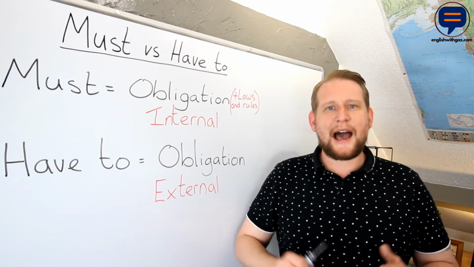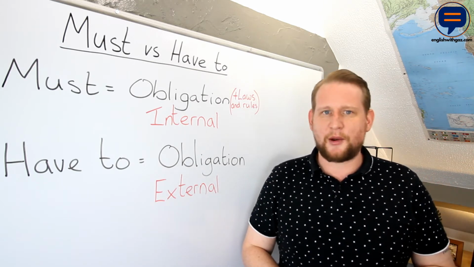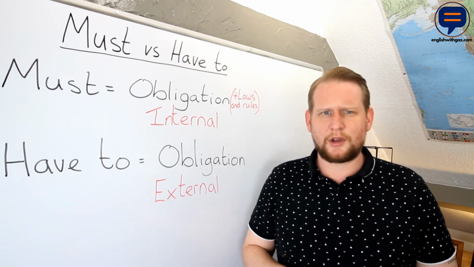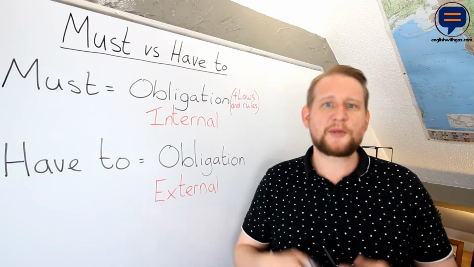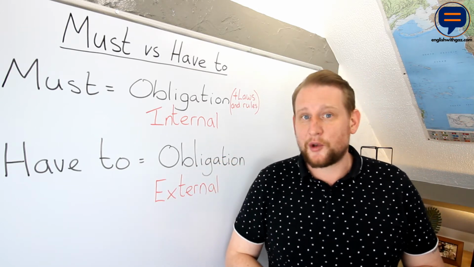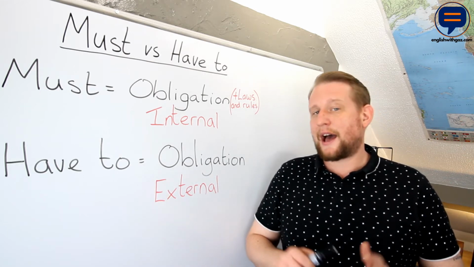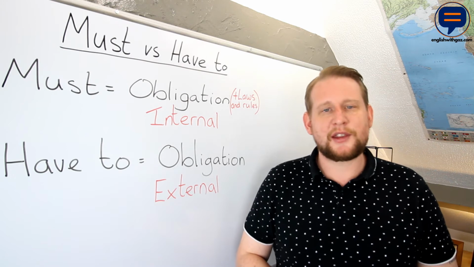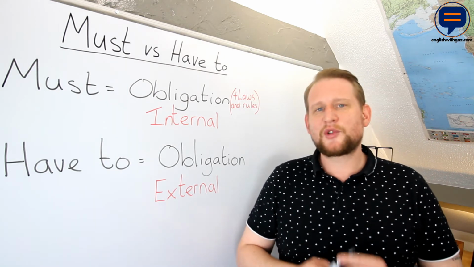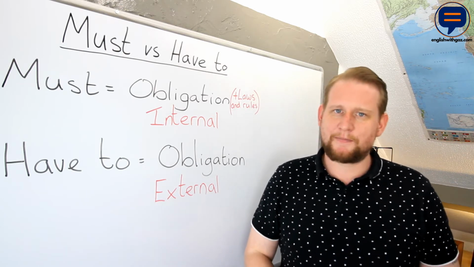Must. I must quit smoking. It's terrible for my health. I don't smoke. Second example. I must feed my children, or they'll die and I will go to prison. Let's move on to have to. Compare the examples here. I have to take the pills the doctor gave me. Or, I have to wear this uniform to work because my boss said so.